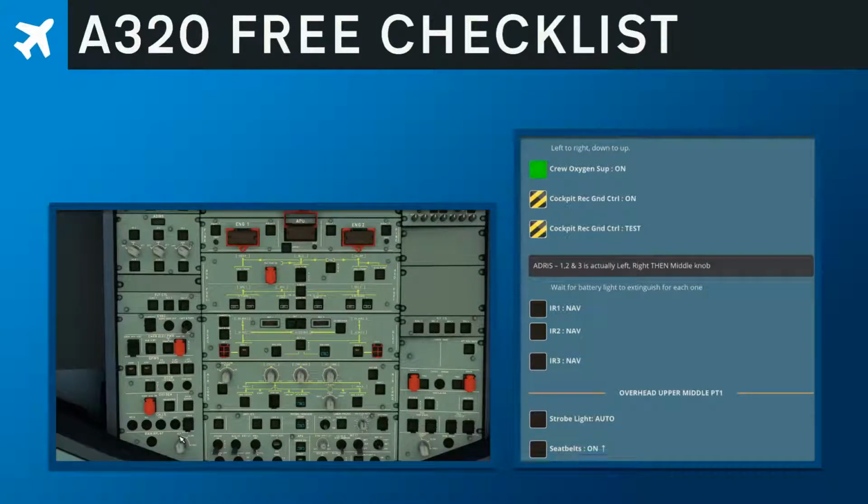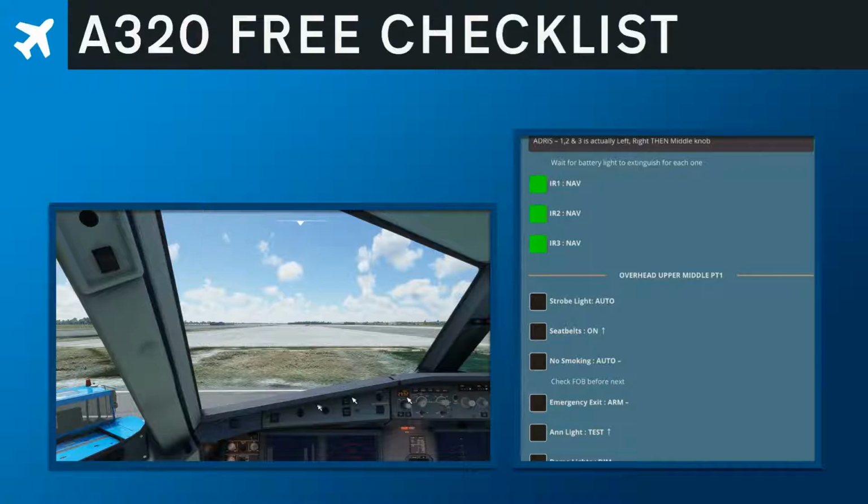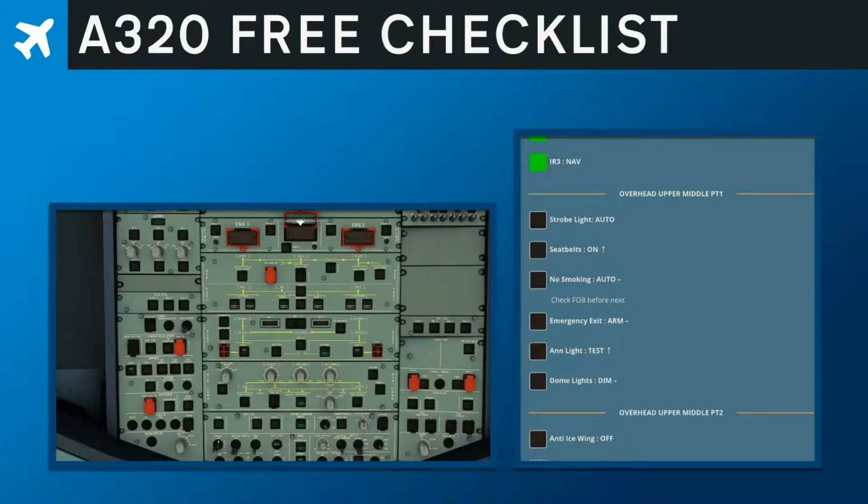We then now move down to bring alive the ADIRS, or ADIRS, depending how you want to say that, and that will take some minutes to bring alive. As you can see there, there's nothing really showing at the moment on that. So we want to set the strobe lights to auto. Seatbelts are on, no smoking is auto, and we need to arm the emergency exit.